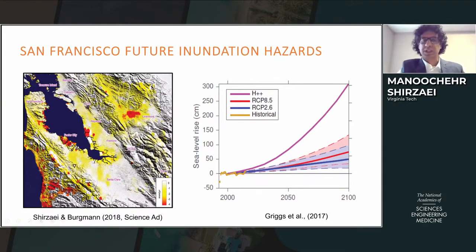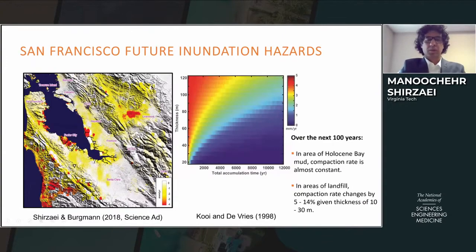But to do that, we have to project land subsidence forward. So assuming that most of the observed subsidence is due to the compaction, we build a mechanical model that tells you about the compaction rate of the sediments for different age and different thickness. We found out that for the typical thickness of sediment in the Bay Area, which is 10 to 30 meters, the compaction rate is near steady. So assuming a linear rate would cause only 14% error in our future projection, which is negligible compared to other sources of error. So without any significant worry, we extrapolate the subsidence forward using a linear model.